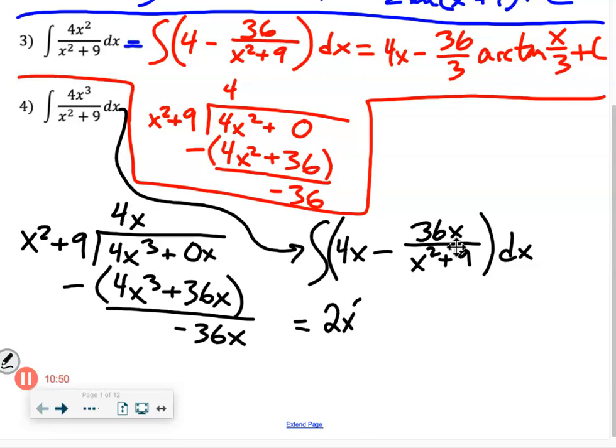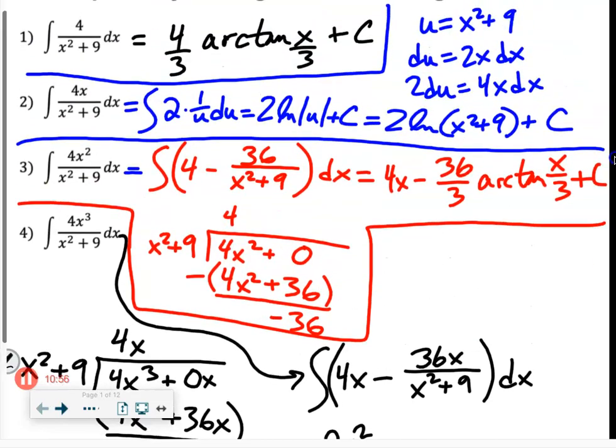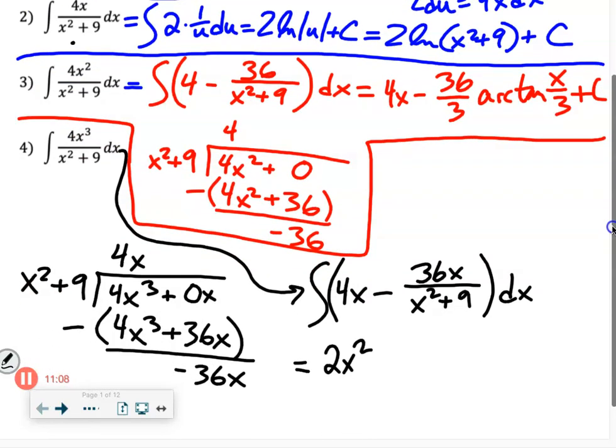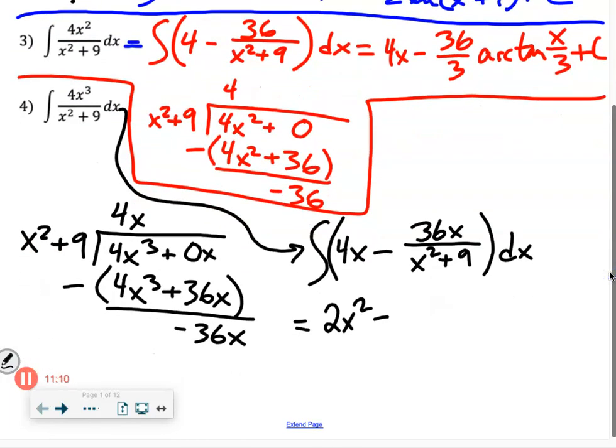That's 2x squared. This guy right here is exactly the same as this guy right here, right? Instead of a 4x, you have a 36. So all you have to do is multiply whatever answer you got times 9, right? So 18 ln x squared plus 9, so minus 18 ln x squared plus 9 plus c. Done. Kind of fun, right?